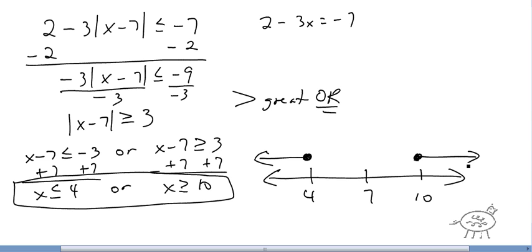Okay? Pretty straightforward. Everything's the same as before with inequalities. When you divide by a negative, you flip the inequality sign around, but the only thing that we learned here is how to set up an OR problem.